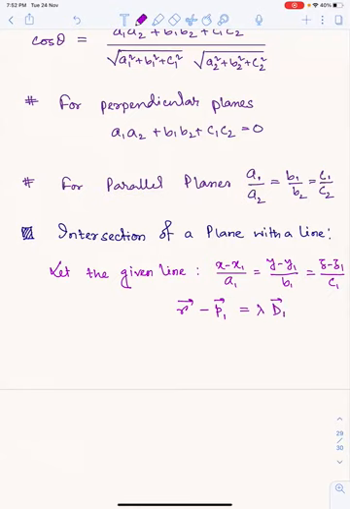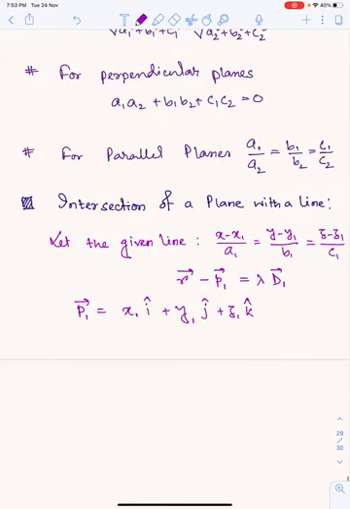So as per the comparison, we are considering P1 position vector as x1 i cap plus y1 j cap plus z1 k cap, and direction vector d1 is considered as a1 i cap plus b1 j cap plus c1 k cap.